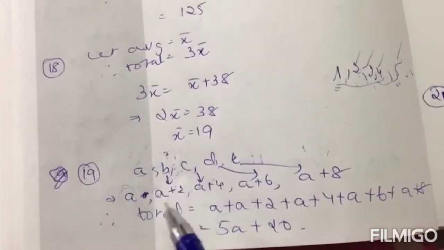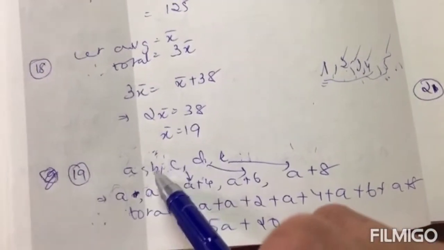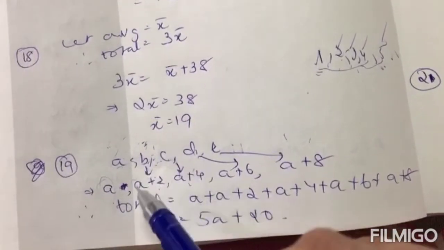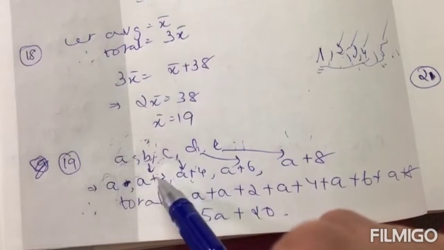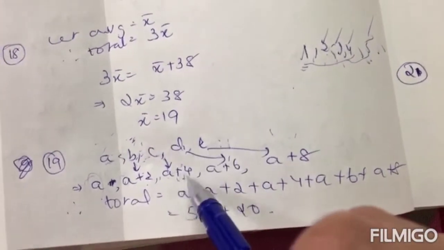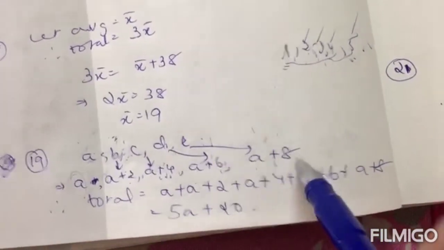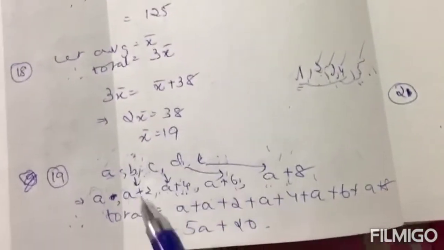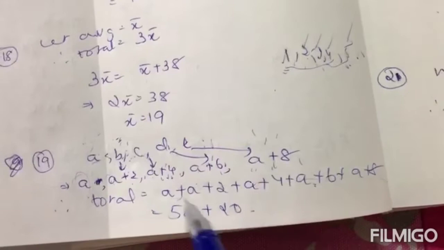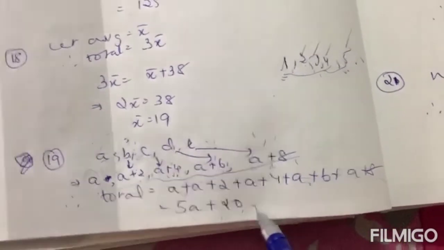So we can write this as, let the first odd number be equal to A. Therefore the next odd number B is A plus 2. C will be equal to B plus 2, that is A plus 2 plus 2, that is A plus 4. Similarly, D would be A plus 4 plus 2, that is A plus 6. E will be A plus 6 plus 2, A plus 8. So what is the total? Can we calculate the total based on the information given? Yes, you add all these and you'll get 5A plus 20.